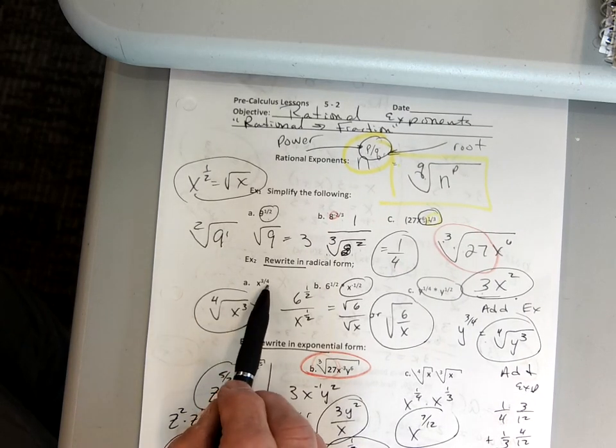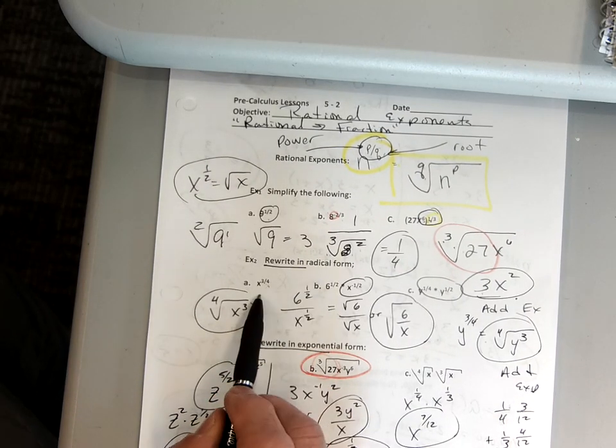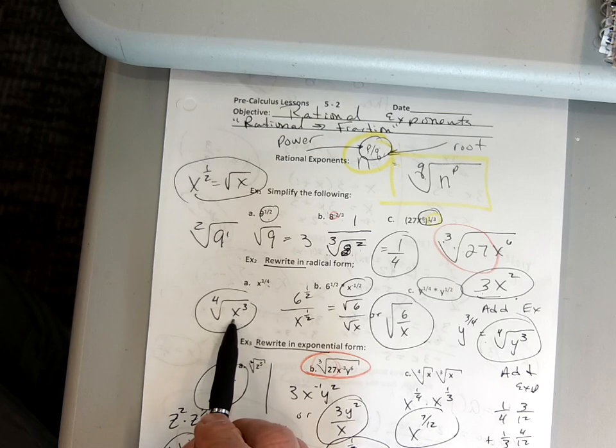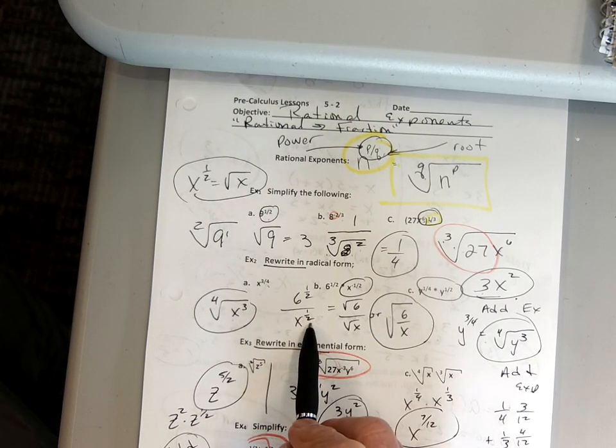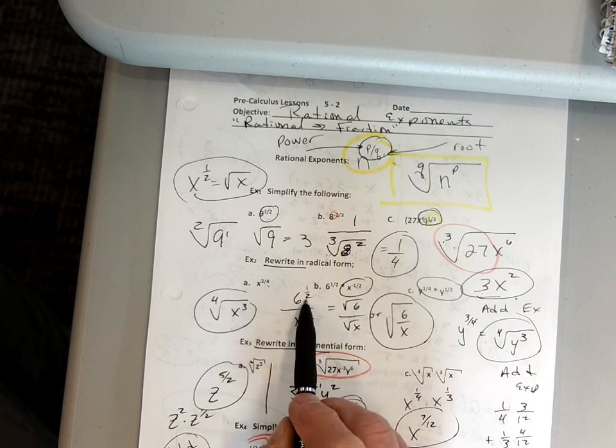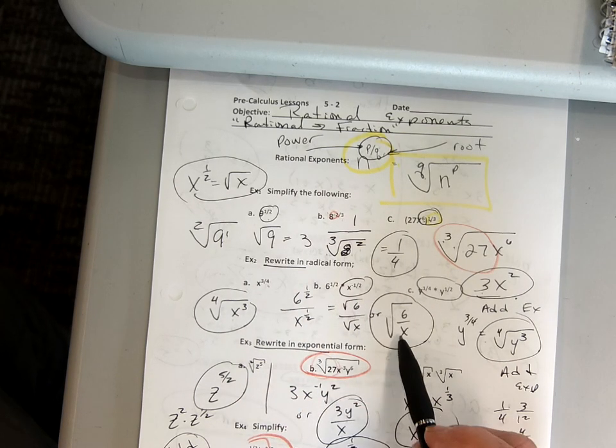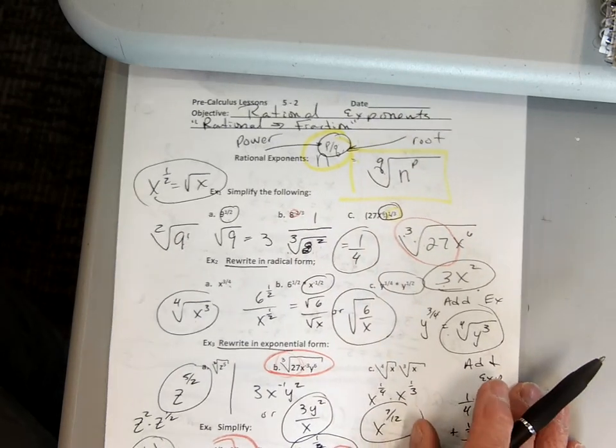On example 2, 4th root. We're going to rewrite in radical form. 4th root of x cubed. 6, I got a negative exponent, so I brought it down. And I changed it to square root, so 1/2 power, the square root of 6 over x.